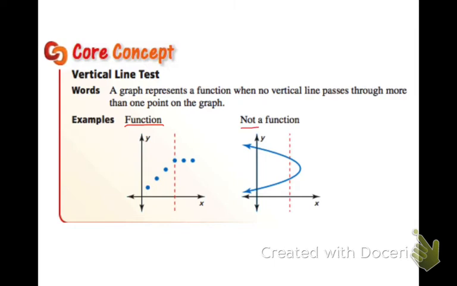For the sideways curved line called a parabola, the dashed line, the red line, you can see where it's touching a point here and it's touching a point here. It's touching at least 2 points. So therefore it is not a function, okay?